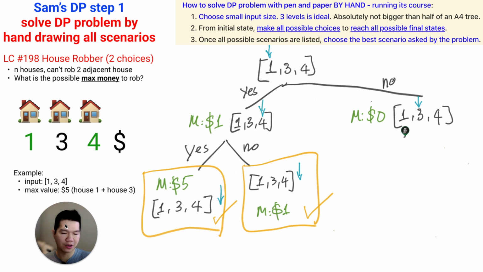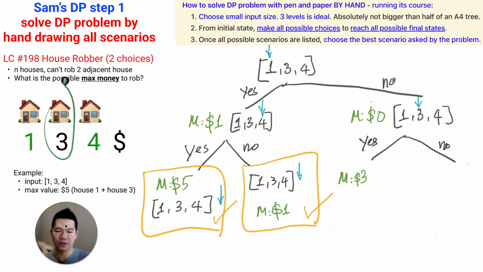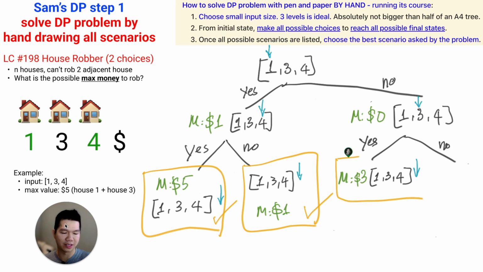When we are at house 2, we have two choices. We either can wrap this house or not wrap this house. If we wrap this house, it's going to give us $3. And after wrapping house 2, we cannot wrap house 3 because we cannot wrap two adjacent houses. So we're going to move past house 3. That is where we have no houses to wrap left, and that is one of our base cases.